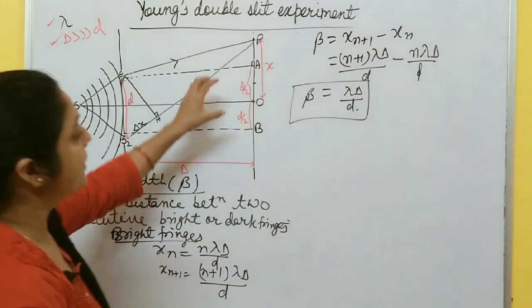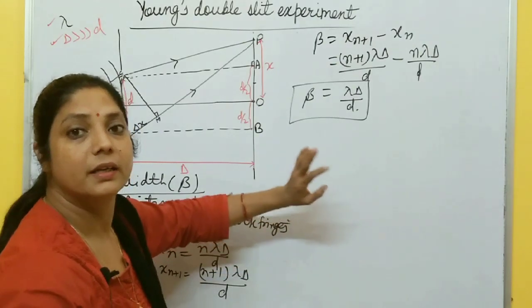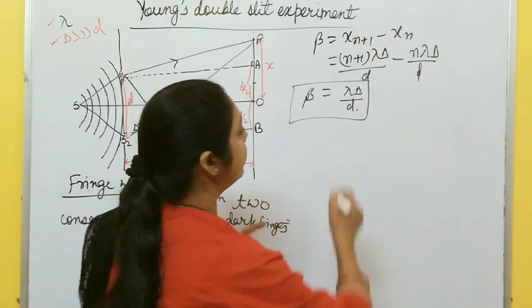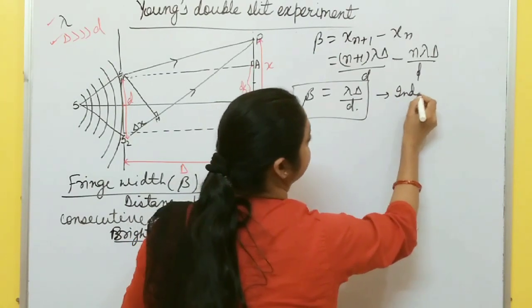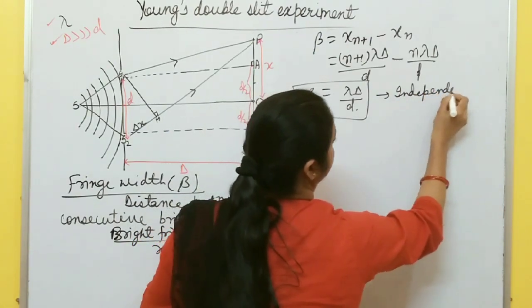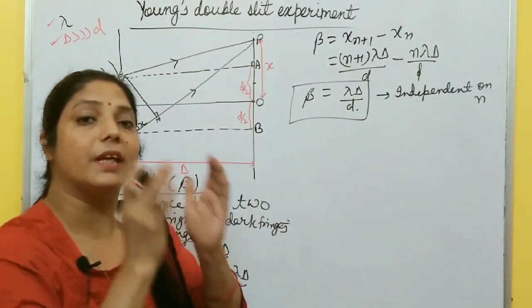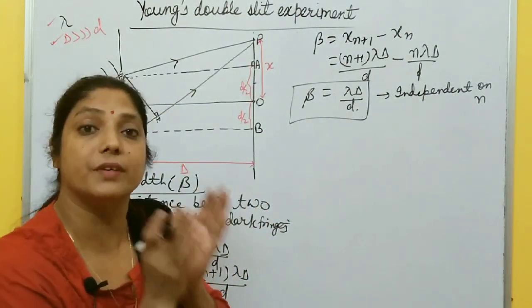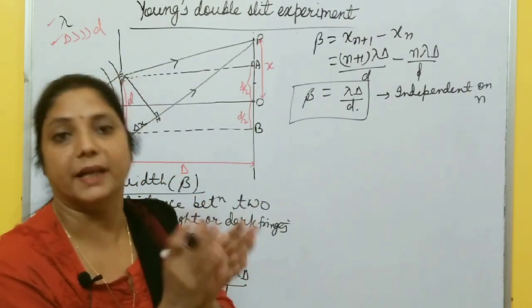It means the separation between two bright fringes is lambda D by d. And you find here that it is independent of n. It means the distance between any two bright fringes is always the same. Fringe width is always the same for any bright fringes.